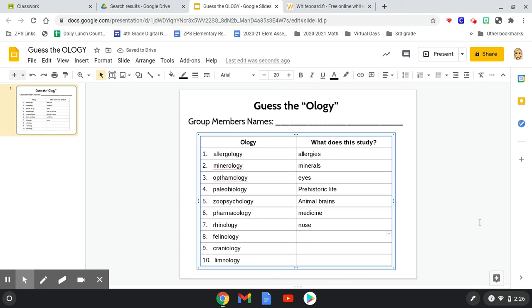Number 8, felinology. There's kind of a keyword in there, a hint. Felinology studies cats. Craniology is a person who studies skulls. And finally, a limnologist, or a person who studies limnology, studies fresh water.